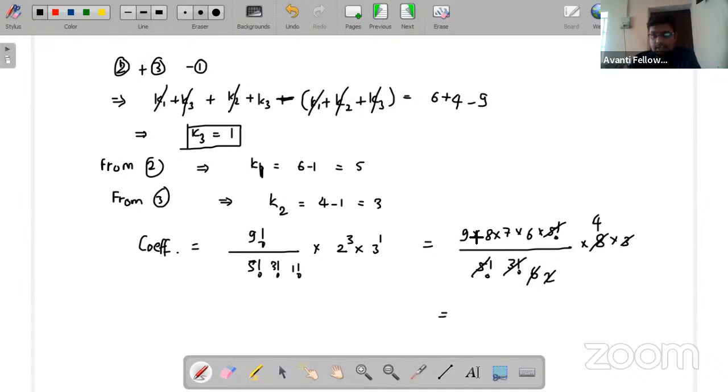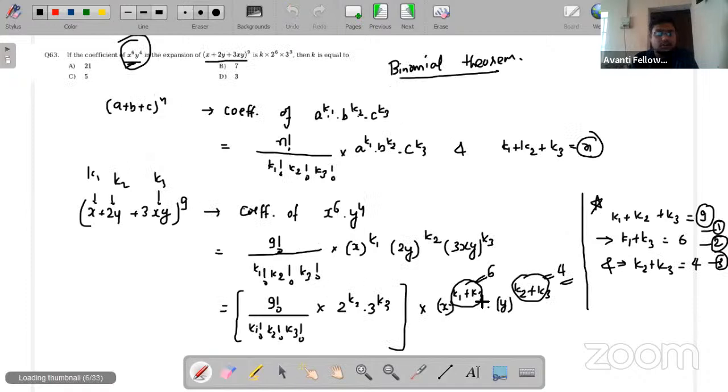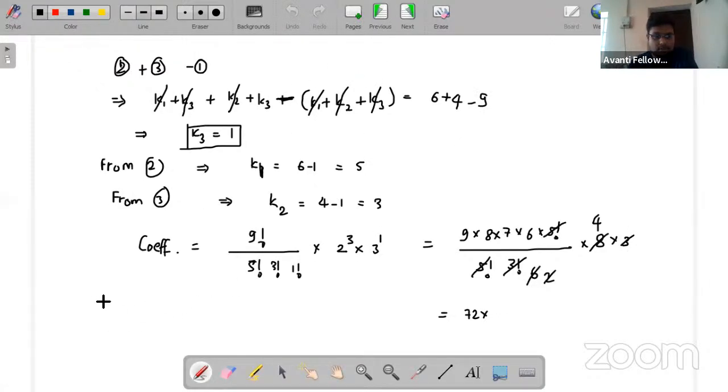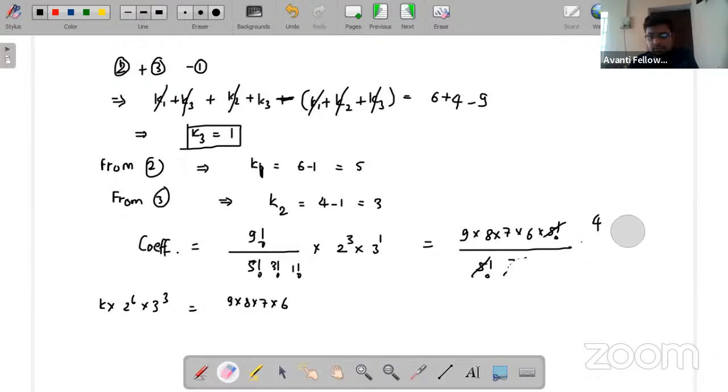So what I'm getting, 9 8 is 72. 72 into, let me check what options are given. Okay, so the coefficient is given as k into 2 to the power 6 into 3 to the power 3. So what I'll do, I'll equate 2 to the power 6 into 3 to the power 3 to 9 into 8 into 7 into 6. What I'm doing, I'm writing in terms of only 2 to the power 6, 2 to the power 3 here, and here it is 3. Okay, and it is 3 factorial.